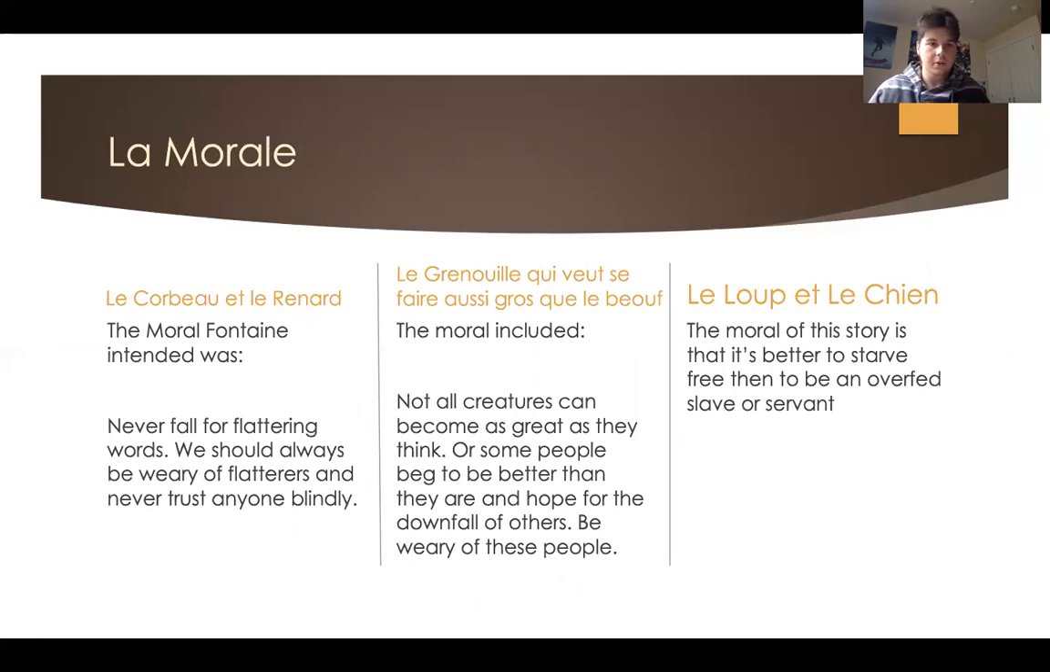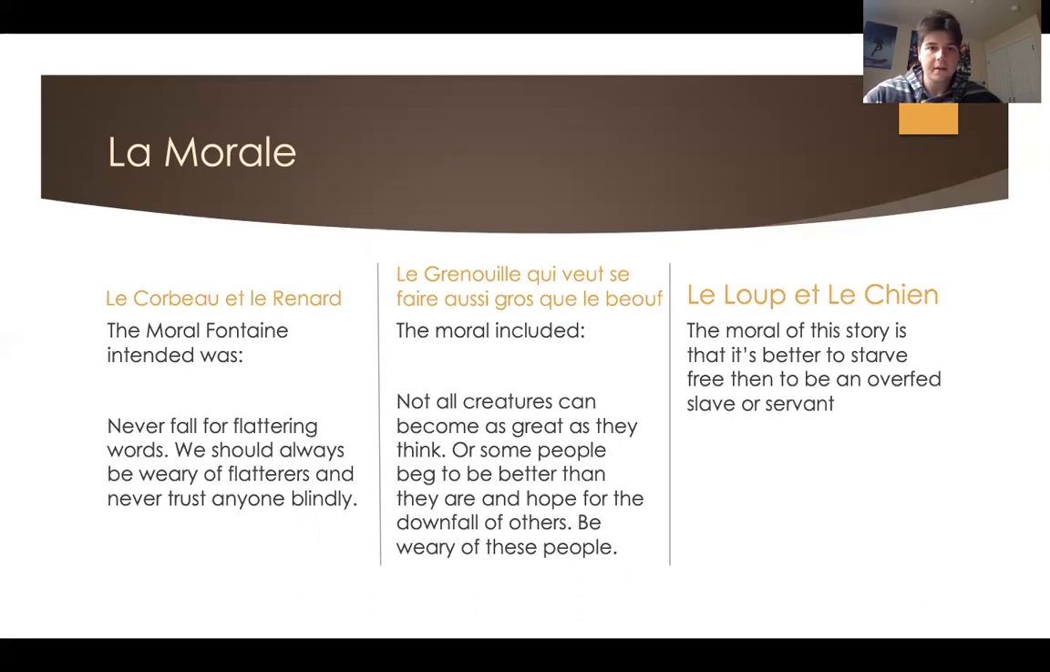In Le Corbeau et le Renard, the moral La Fontaine intended to have was never fall for flattering words. We should always be wary of flatterers and never trust anyone blindly. So I also have a video of Le Corbeau et le Renard and Le Loup et le Chien. Those 2, I could find short videos on YouTube, but the other ones are a bit longer, so it was harder to find something that could encompass the whole story.